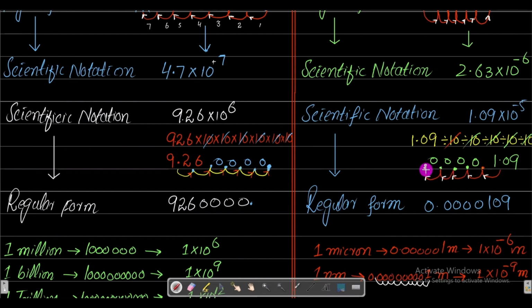Now the point is shifted here. So it becomes 1 2 3 4, which is four zeros. We will write 4 zeros and then 109. So here are the 4 zeros and then 109, and the point is shifted from this position to here. So this is the reverse engineering of the conversion of the scientific notation into the regular form.